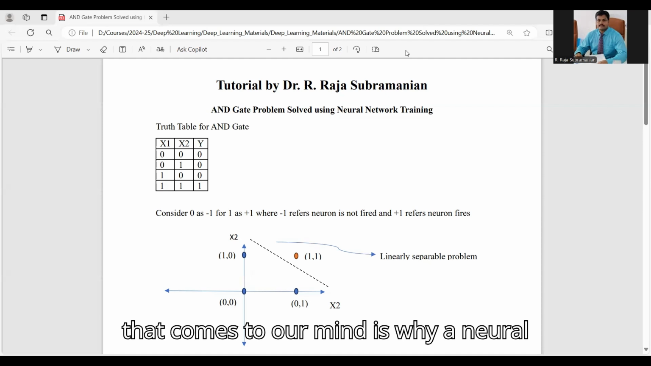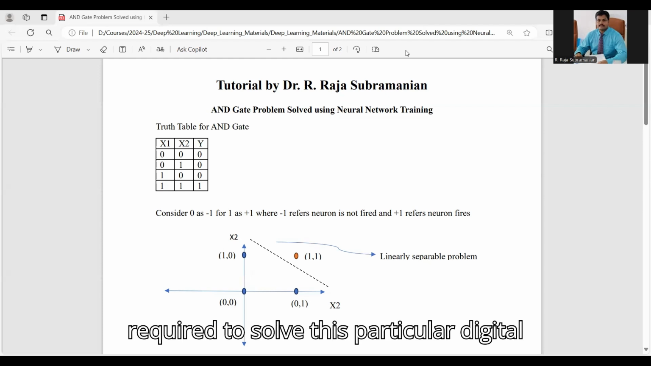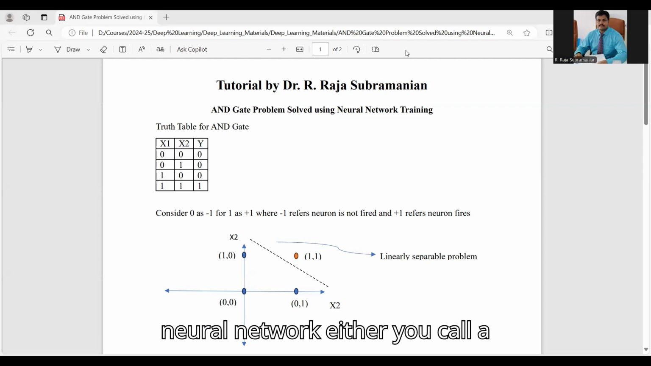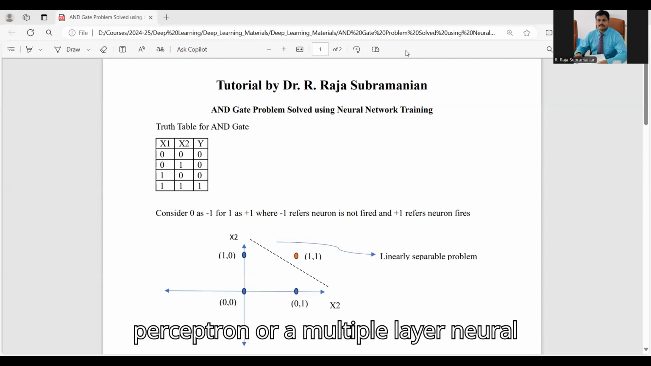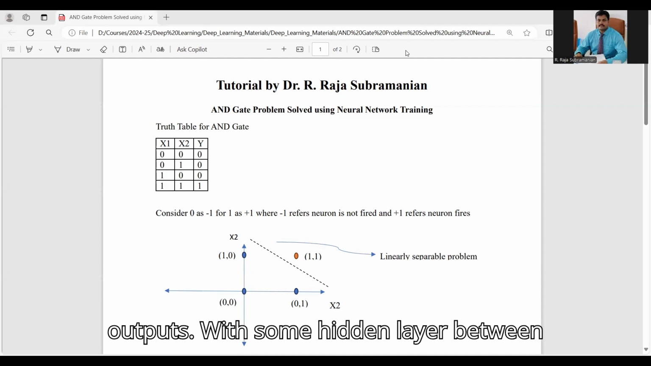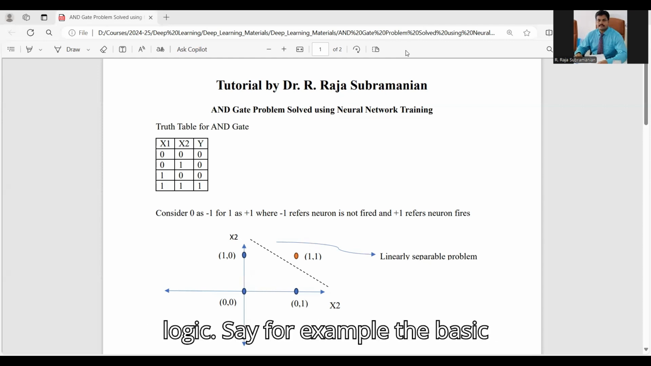Now the first question that comes to our mind is why a neural network approach is required to solve this particular digital logic problem. Usually a neural network, either a perceptron or a multiple layer neural network, has inputs and outputs with some hidden layer between. And this AND gate also has such a logic.